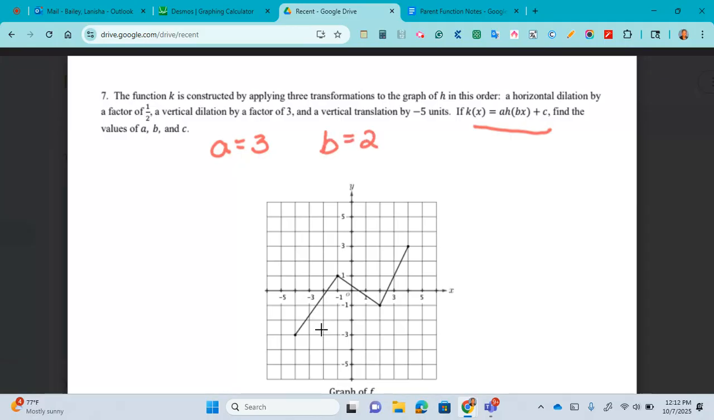How do you know what B is? My B is inside with my x, and we know that the x's lie. But how do you know in this sentence, what words tell you this is horizontal? Horizontal. If it's a horizontal dilation, it's B. If it's horizontal, left to right, dealing with my x, and my x's lie. So besides saying 1/2, I'm gonna flip it and say 2.